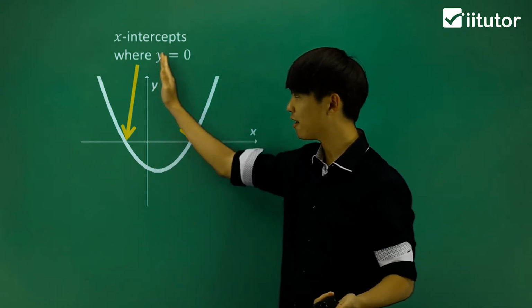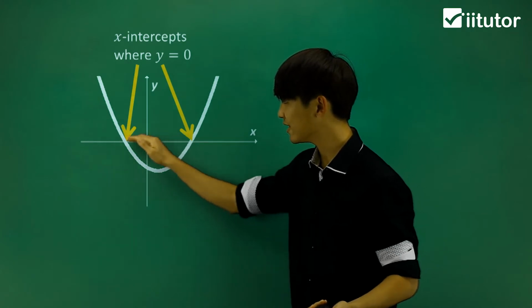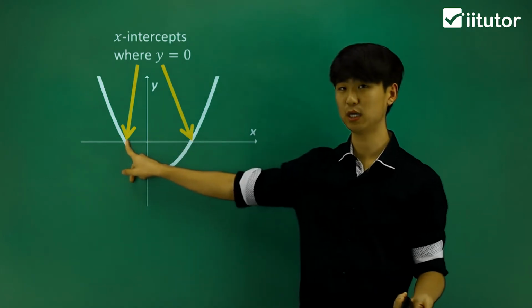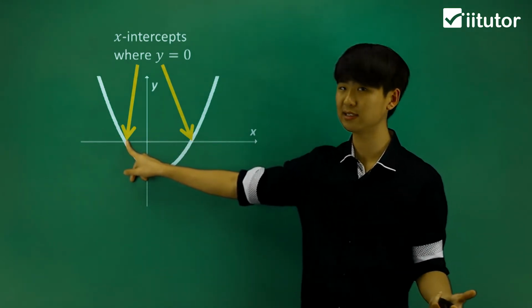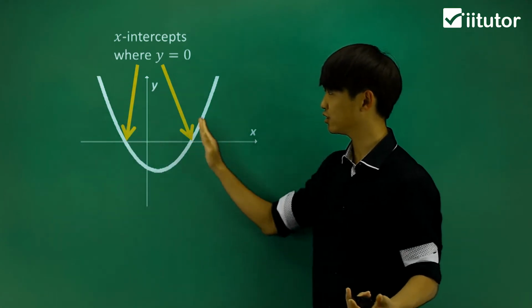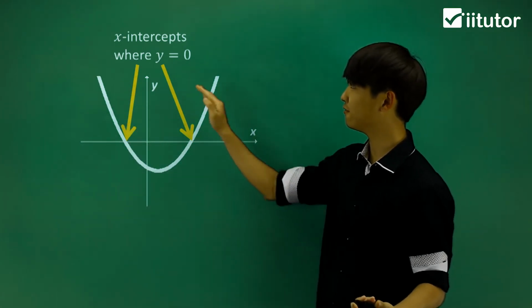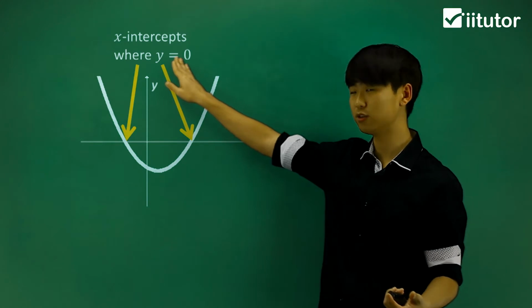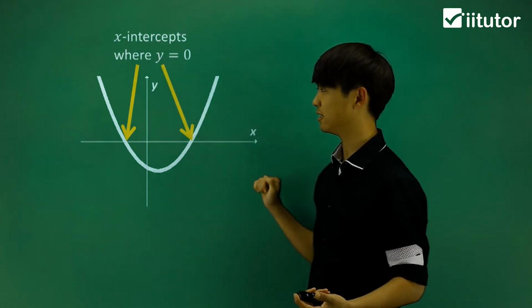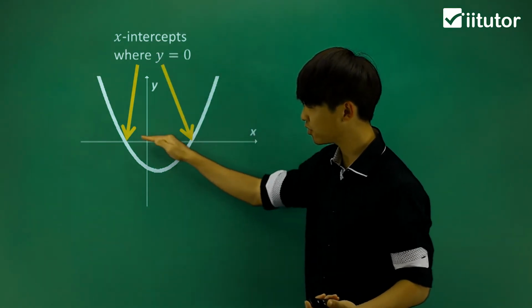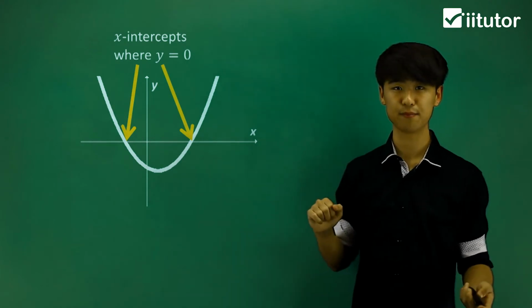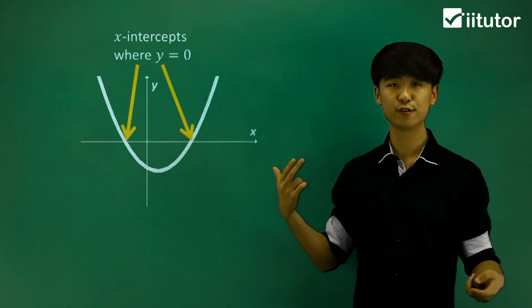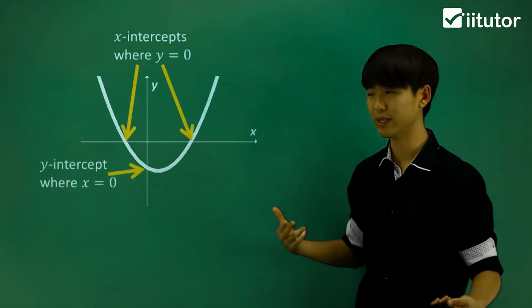Now, when y is equal to 0, that's where my two x-intercepts are. So that's how we find our x-intercepts. In any equation of my graph, when y is equal to 0, that's when I find my x-intercept. Now similarly, to find my y-intercept, that's when x is 0.